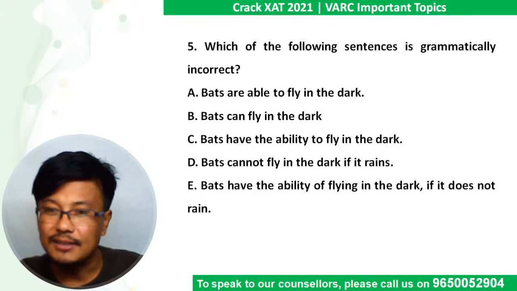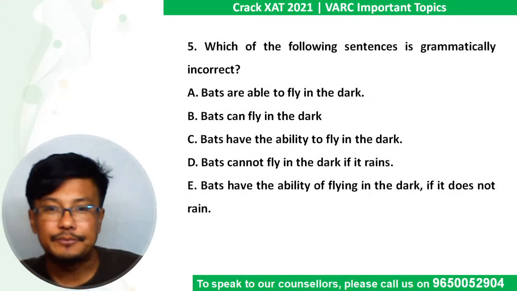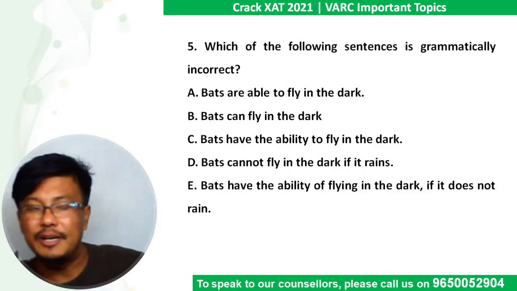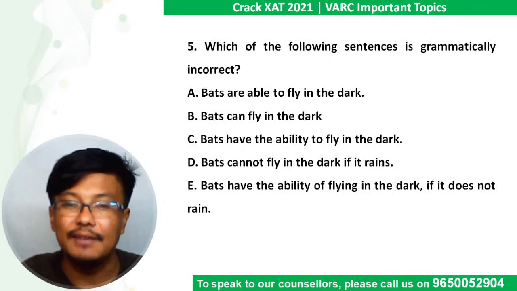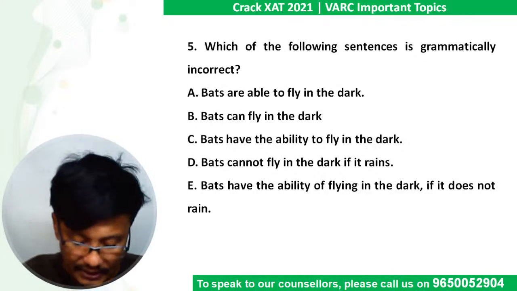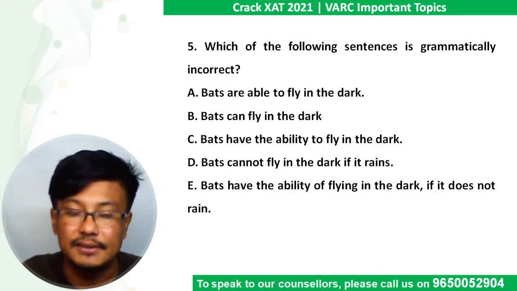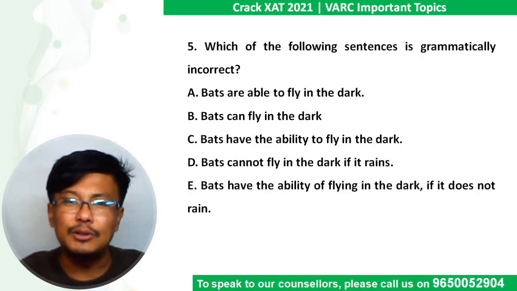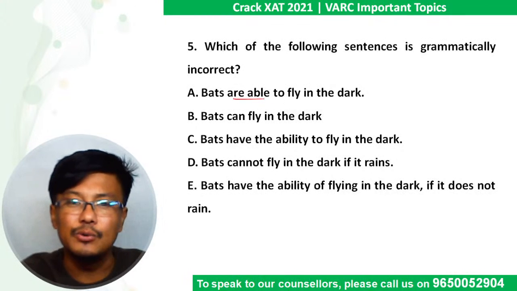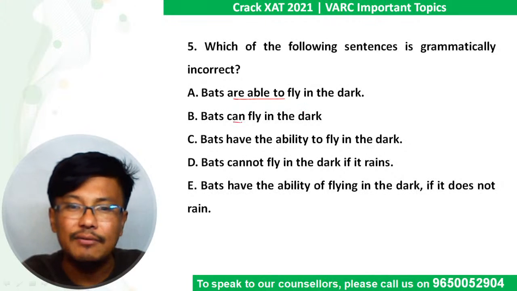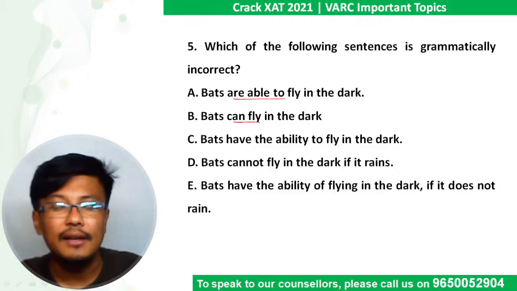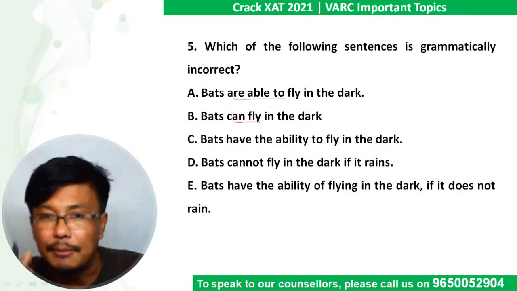So question number 5, people have already started answering. Let's see. Okay, we need something which is grammatically incorrect, which means all the others will be correct. The only thing that is wrong would be one statement, right? So, bats are able to fly in the dark. Are able to indicates ability; can fly and are able to are essentially the same thing, right? They can fly, possibly it's like they have the ability.